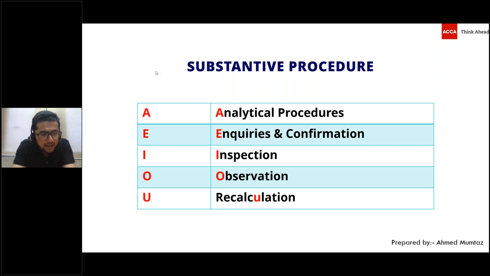Okay, Jameel has asked, do we need to rote learn these? No, you don't have to learn them. You have to practice the questions and automatically things will be absorbed.